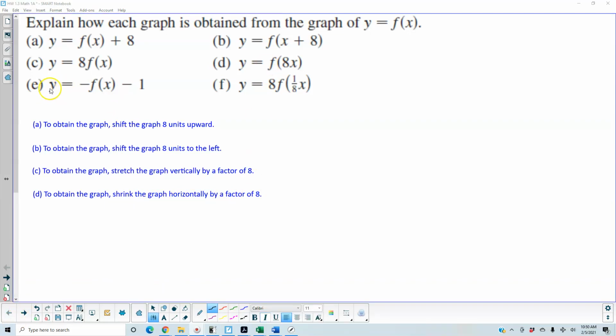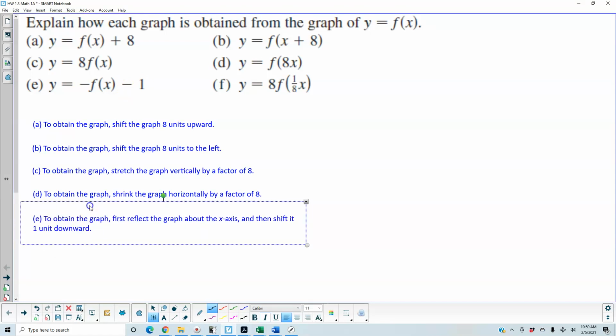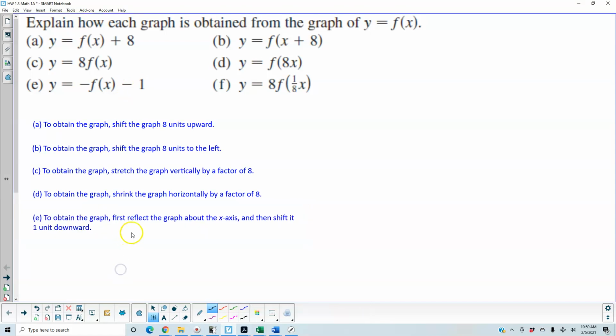For part E, we have y = negative f(x) minus 1. So the negative is telling us that we're going to reflect the graph about the x-axis and then shift it down 1 unit. So for part E, to obtain that graph, we're going to first reflect the graph about the x-axis and then shift it 1 unit downward.